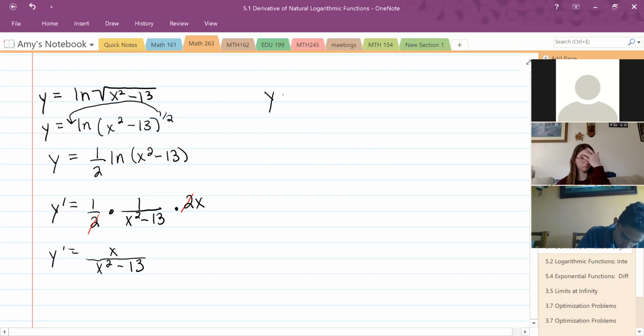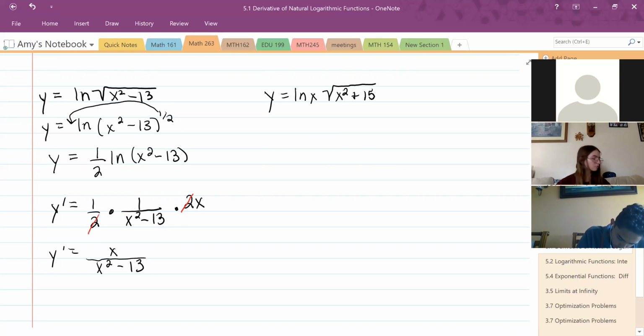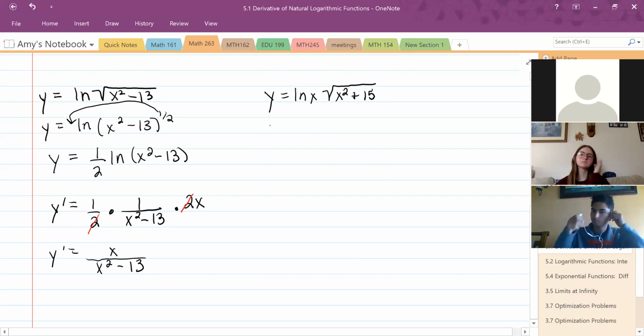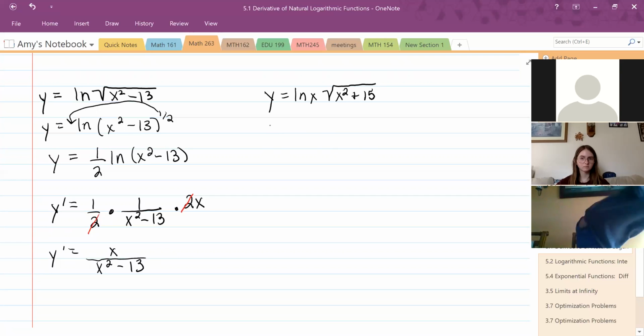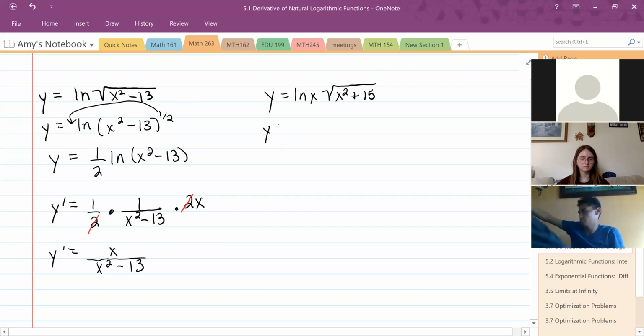The next square root problem is y equals the ln of x times the square root of x squared plus 15. So initially when you look at this, you think, well, we have a product rule here. Well, we can make this problem even easier for us by remembering the exponential rules, that when you multiply, you add. So we can work backwards here and expand this. So that would be y equals the ln of x plus the ln of the square root of x squared plus 15.